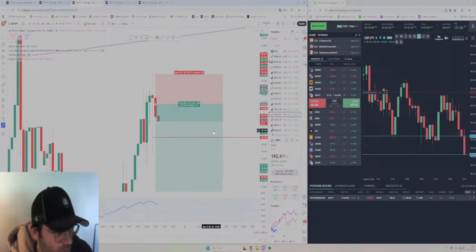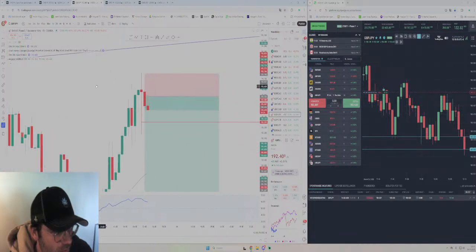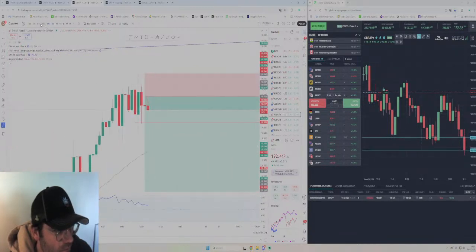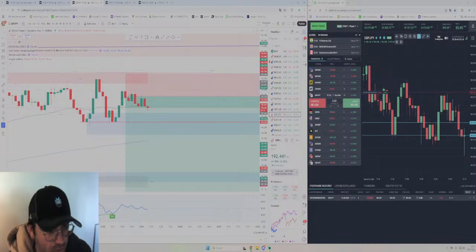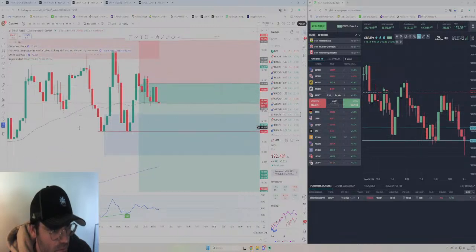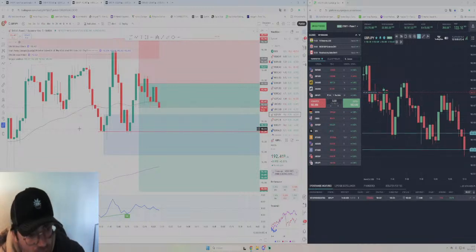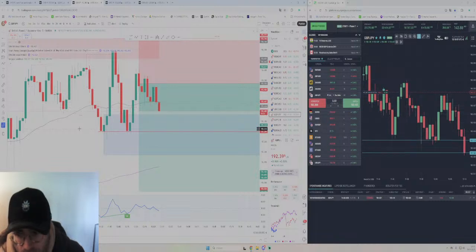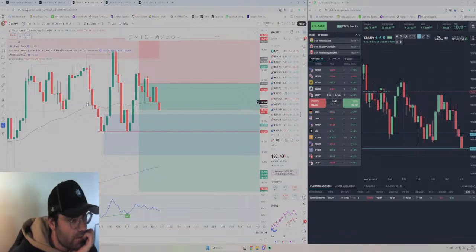A wick created on 1 hour. This is looking pretty clean, but it does need to hold its ground. Come on, close under. 4 seconds. Perfect, perfect, perfect, perfect. Nice. All right.